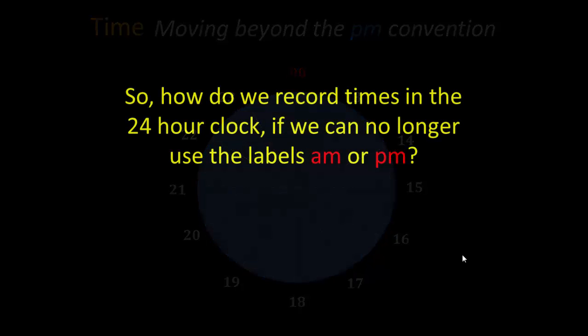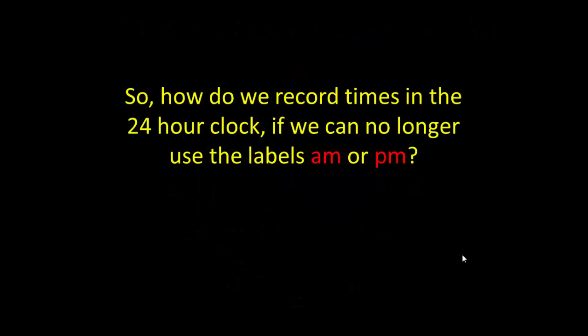Well, okay, what we need to do now is think about how we actually record times, how we write them down using the 24-hour clock convention once we no longer wish to use the labels AM or PM. And this is a system used in things like railway timetables, recording health notes, that kind of thing. So let's explore that now.